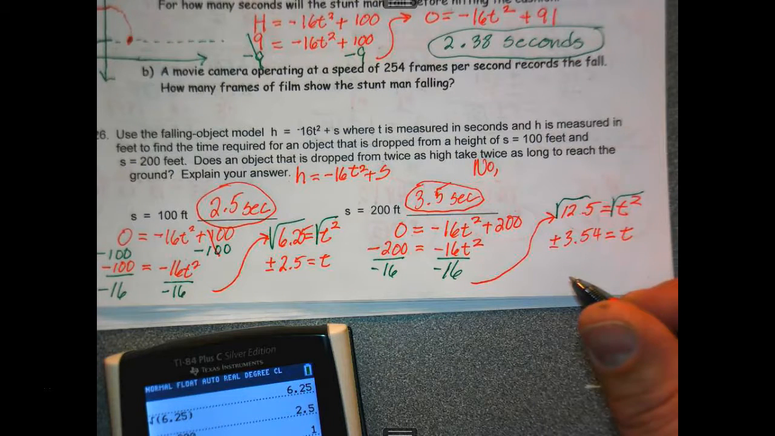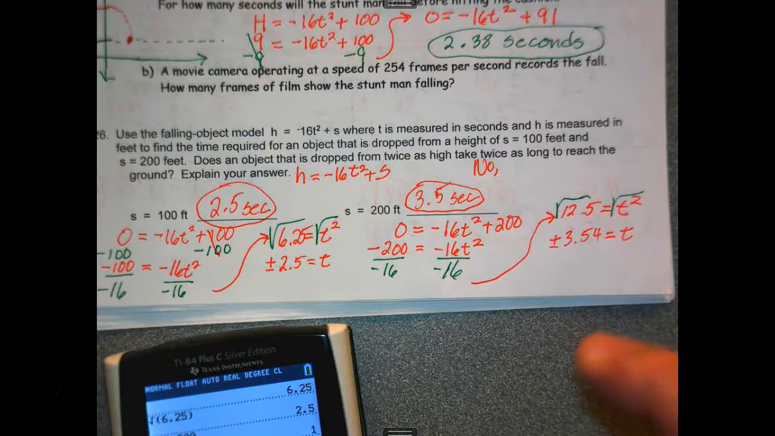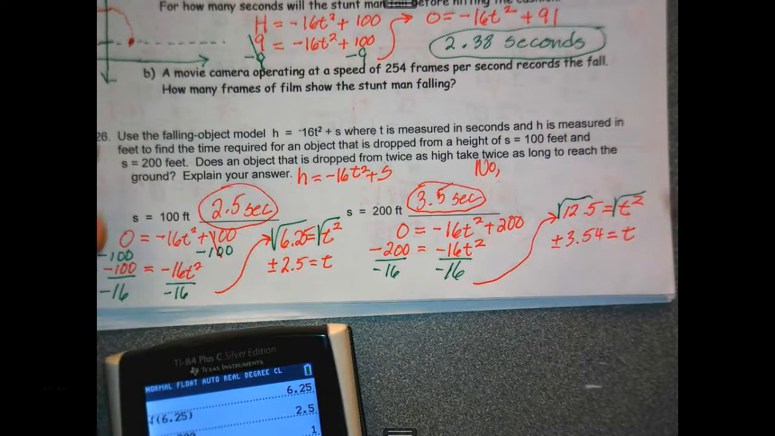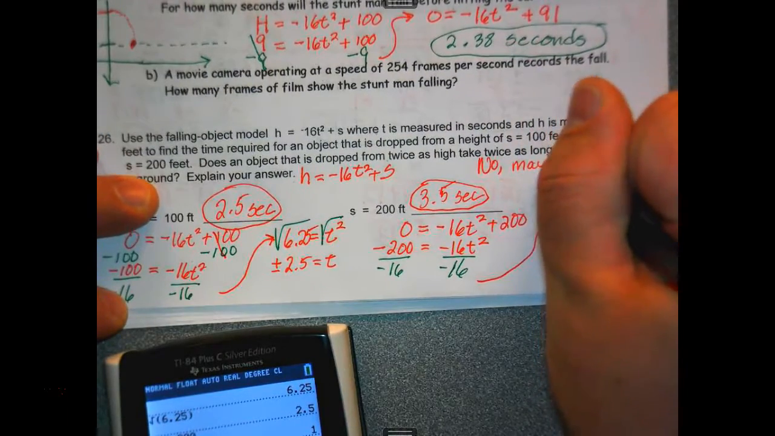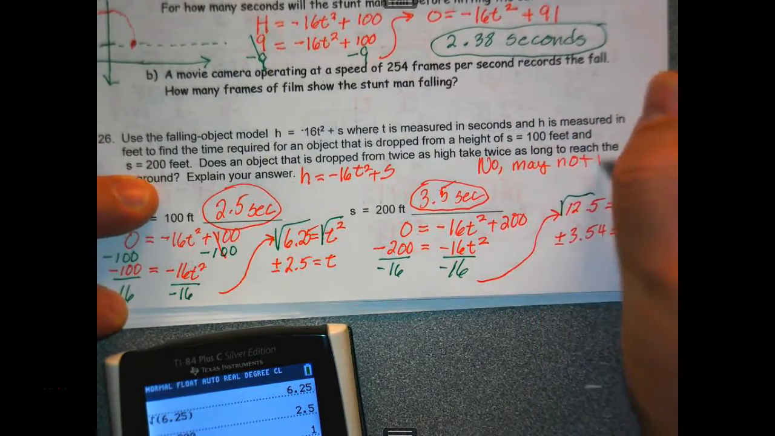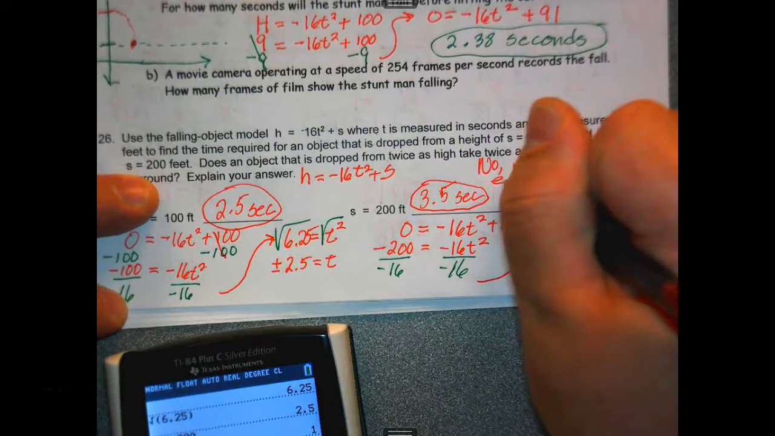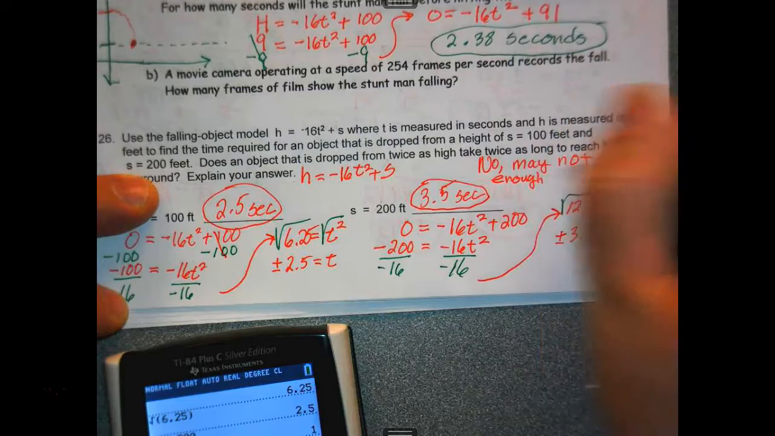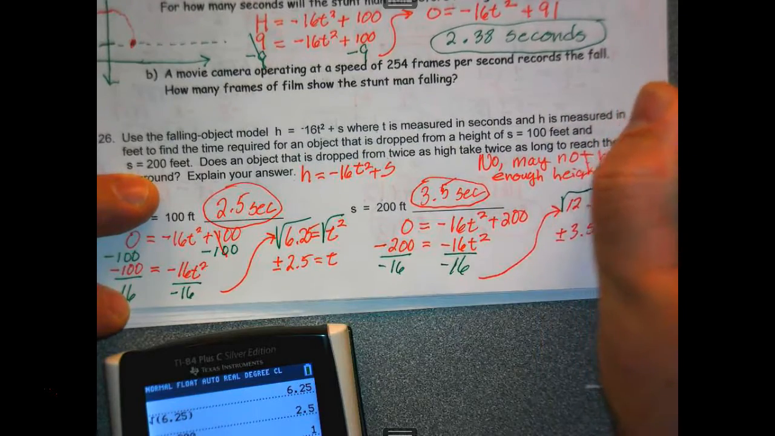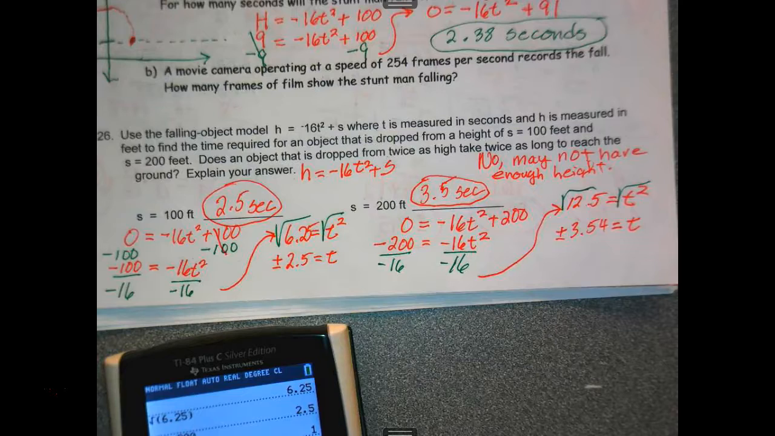Any ideas? Yeah, it may not. There could be two possibilities. It may not have had enough time, space, height to reach its maximum velocity. Okay, now there's another reason though. It could have had enough height, but it reached terminal velocity and couldn't go any faster. So one of those two things happened.